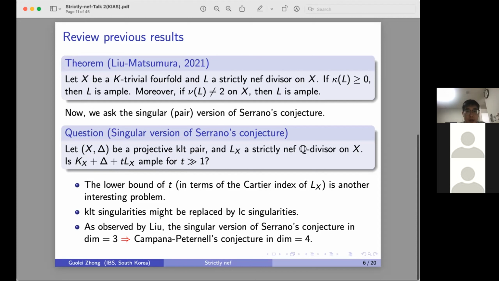Also the KLT singularities might be replaced by LC singularities; at least for the surface case, the LC case is true. Also, as observed by Haidong Liu, the singular version of Cyrano's conjecture in dimension 3 will imply the Campana-Peternell conjecture in dimension 4. The Campana-Peternell conjecture says that if the anti-canonical divisor -K is strict nef, then X is Fano. In other words, this -K is ample.